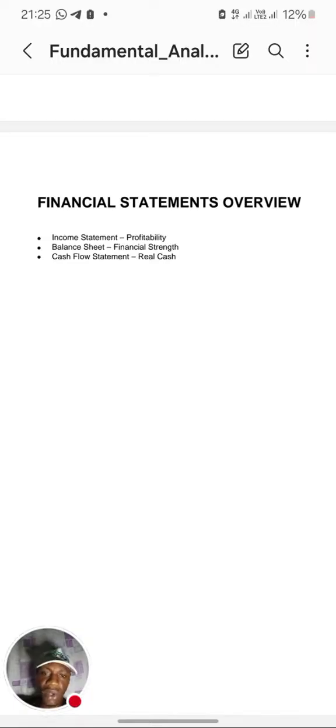You understand? So there are a whole lot of things in the income statement. Maybe by tomorrow we'll dissect it, or we'll dissect it in the WhatsApp group. Then another thing you have to check in the financial statement is the balance sheet. The balance sheet tells you the financial strength of the company. The balance sheet tells you the assets and the liabilities of the company.